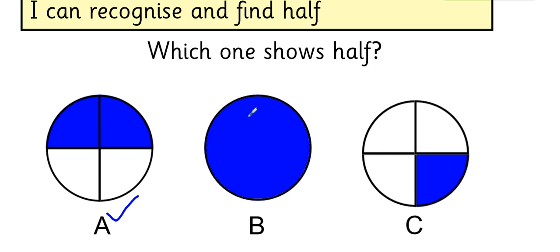B, we've coloured in the whole thing. If this was a pizza, I'd be eating all of it to myself. Whereas with this one, I'd have to share some of it with Miss Barnes. I definitely don't want to share this pizza with her because she's having all these pieces and I'm only having this one. So the one that shows half is A. 2 equal parts, one of them is blue.